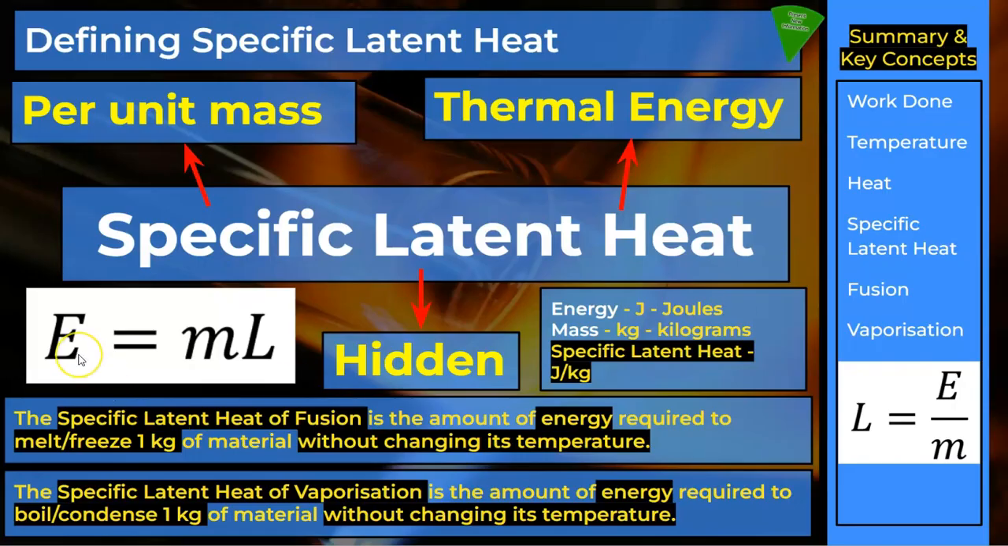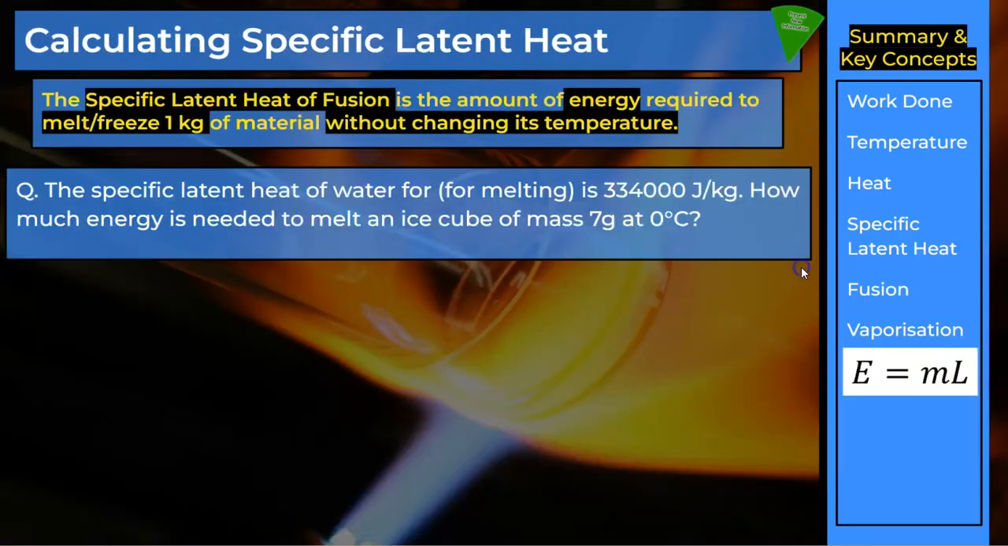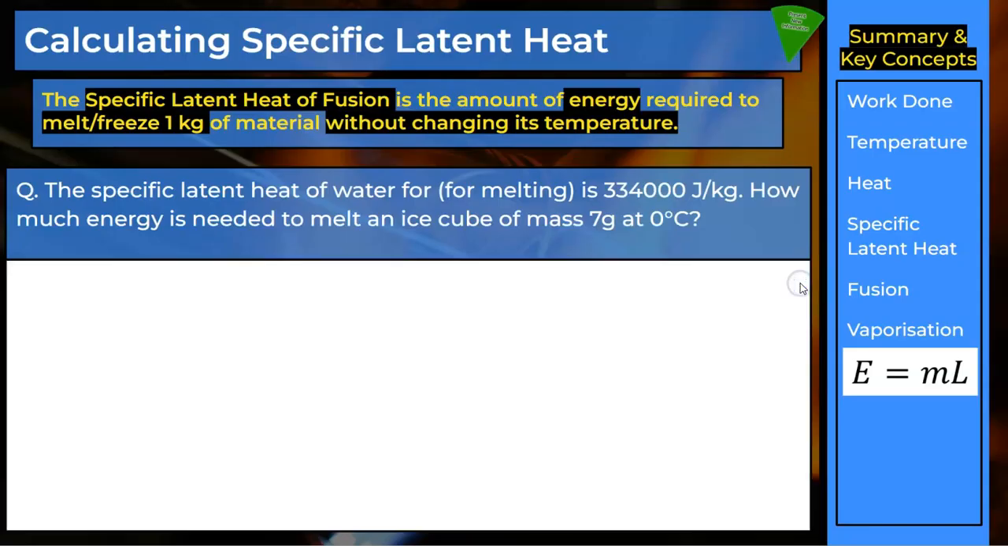The equation, sometimes people will help remember this as the ELM equation. E is equal to LM, or ML, doesn't really matter, but obviously ELM spells out a word, so sometimes people like that as a way of remembering it. And if you're rearranging it to give you latent heat, which you can see here, it's energy divided by mass. So here's an example question. Again, please feel free to pause and have a go at this.